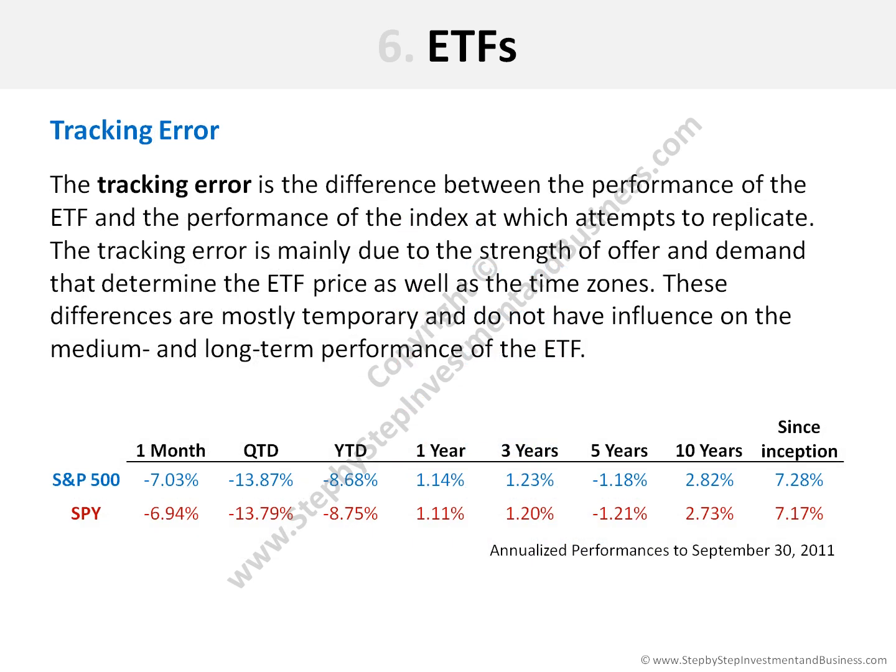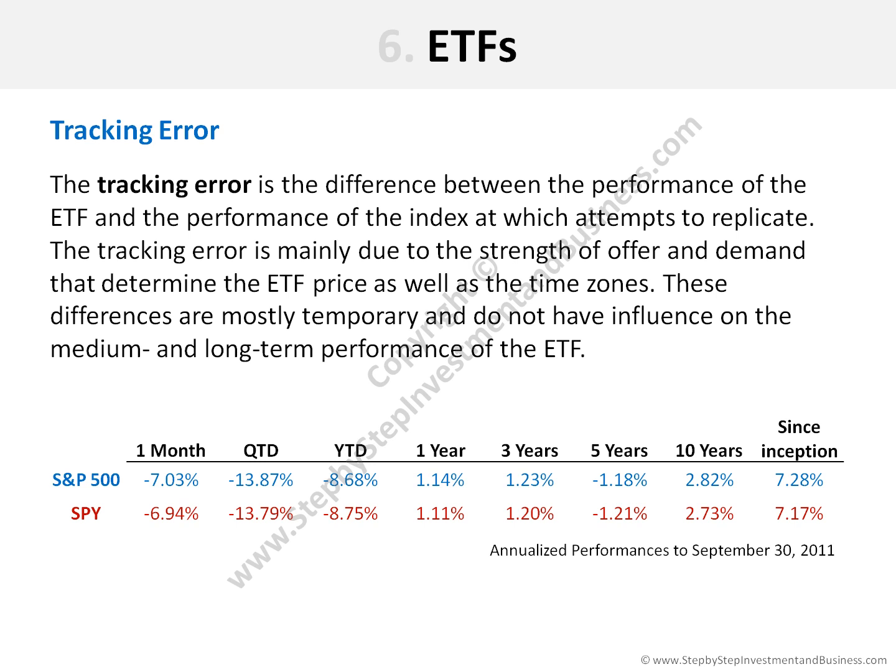Now let's see what is known as tracking error. The tracking error is the difference between the performance of the ETF and the performance of the index that it attempts to replicate. The tracking error is mainly due to the strength of offer and demand that determine the ETF price as well as the time zones. These differences are mostly temporary and do not have influence on the medium and long-term performance of the ETF.